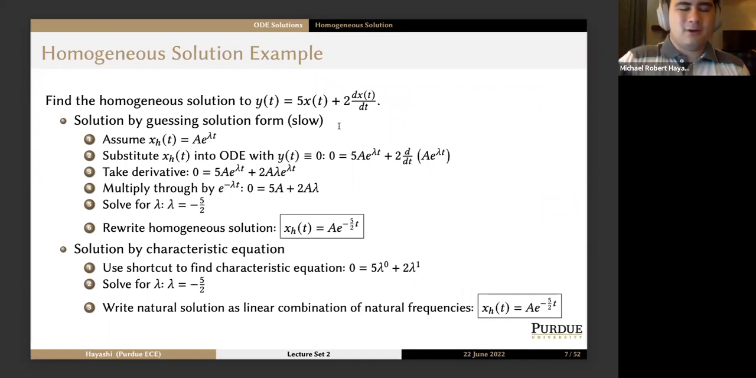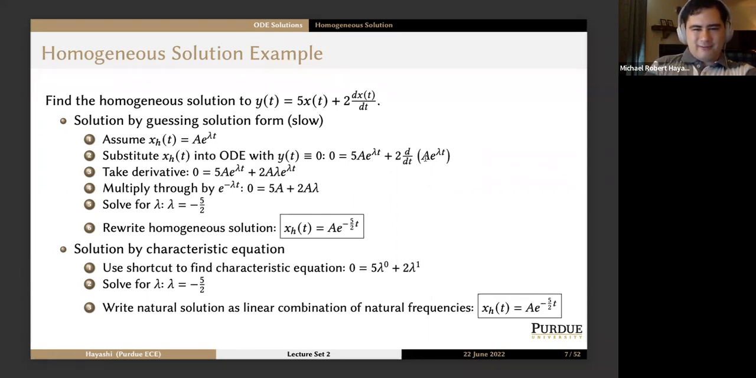So for this, we're going to assume that there is exactly one a coefficient and one lambda sub 1, basically, which we'll just call lambda rather than lambda sub 1. So the homogeneous solution is going to be a e to the lambda t. We've got to figure out what lambda is, though. So we're going to substitute the homogeneous solution into the ODE with y of t equivalent to 0. So 0 is equal to 5 a e to the lambda t plus 2 times the derivative of a e to the lambda t.